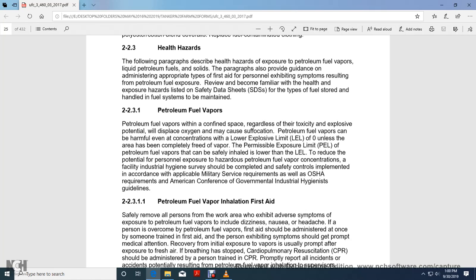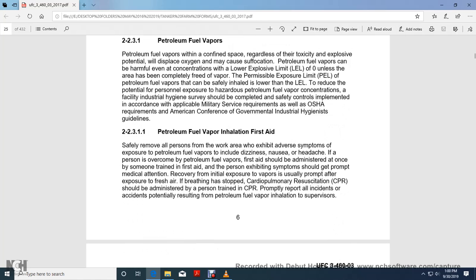Permissible exposure levels of petroleum fuel vapors are set so the vapors can be safely inhaled, and lower exposure levels reduce the potential hazard of petroleum fuel vapor concentration in the facility. An industrial hygiene survey should be completed, with safety controls implemented in accordance with applicable military safety requirements, OSHA requirements, and American Conference of Governmental Industrial Hygienists guidelines.